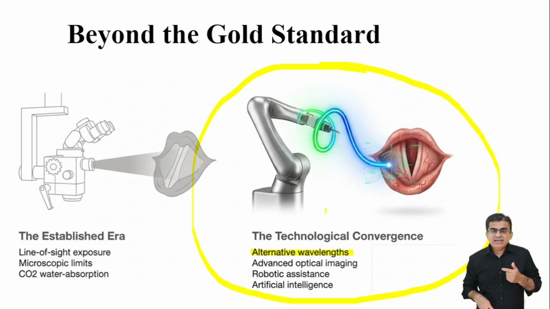We are also combining these flexible lasers with robotic assistance. This robotic technology allows us to safely drive the laser around tight corners inside the throat. Finally, we are rapidly integrating advanced optical imaging and artificial intelligence. These specific digital tools will help us see the exact microscopic borders of the cancer in real time. This exciting convergence of technology definitely solves our line of sight problems and vastly improves our overall surgical precision.